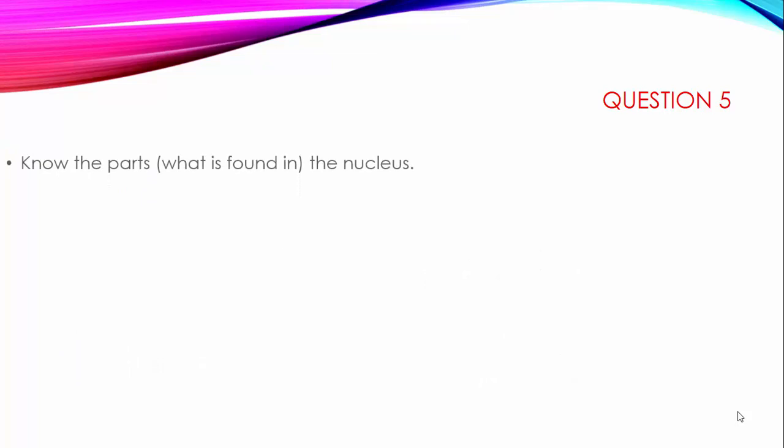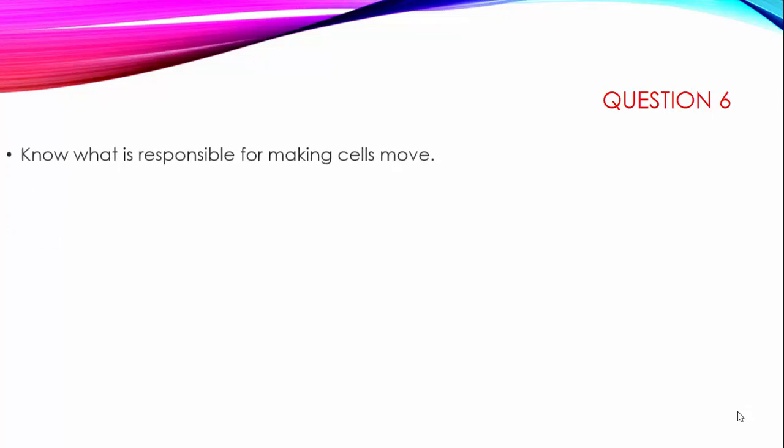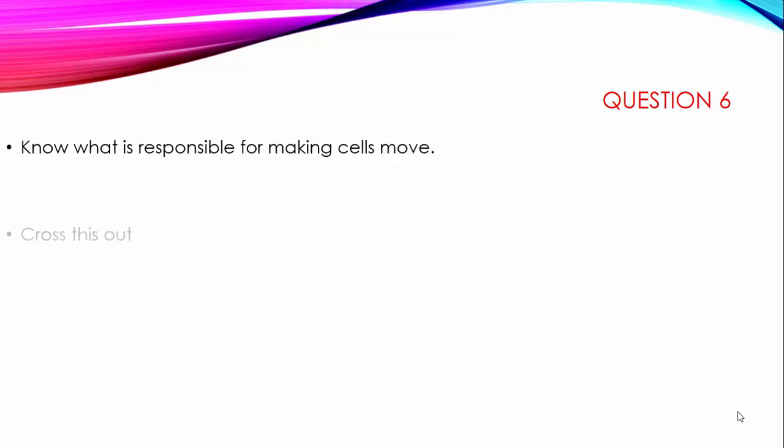All right, number 5, know the parts and what is found in the nucleus. So you have the nucleolus, which is smaller than the nucleus, and inside the nucleus, you have the chromatin and you have DNA. That is what is found inside the nucleus. All right, number 6, know what is responsible for making cells move. You can cross this one out. You don't need to know it, so you can go ahead and cross that one out.